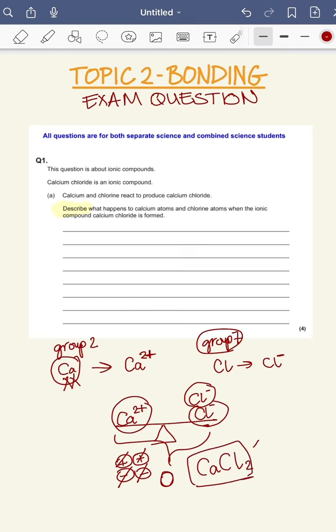This is actually irrelevant to the question. They're not asking for the formula, they're just asking for all the previous steps. So calcium loses 2 electrons, chlorine gains 1 electron. Therefore, we're going to need 2 chlorine atoms and 1 calcium atom.